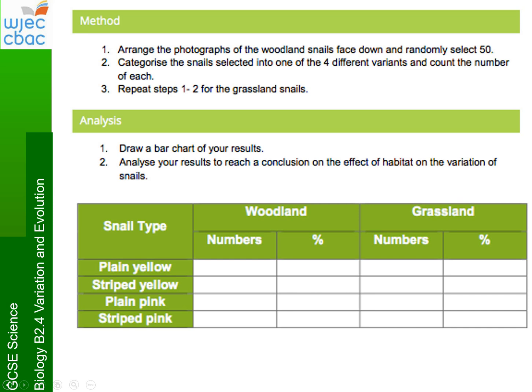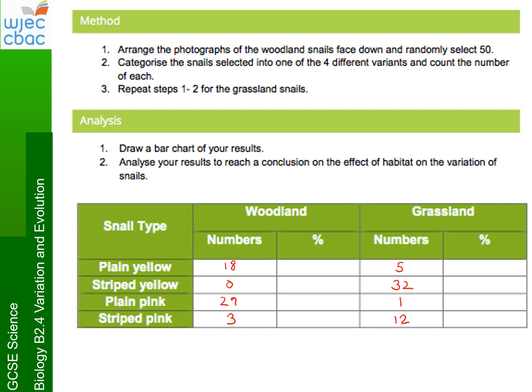So I'm going to give you some data, some numbers that I've come up with. So this is out of 50. In the woodland, we found 18 out of 50 of plain yellow. Of striped yellow, we didn't find any. Of plain pink, we had 29. And of striped pink, we had 3. In the grassland area, we had 5 plain yellow, 32 striped yellow, 1 plain pink, and 12 striped pink.